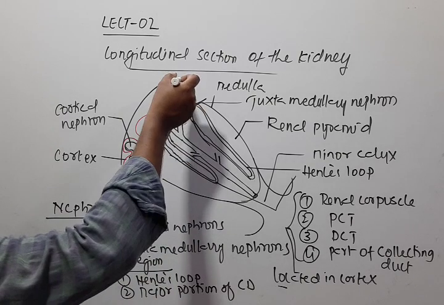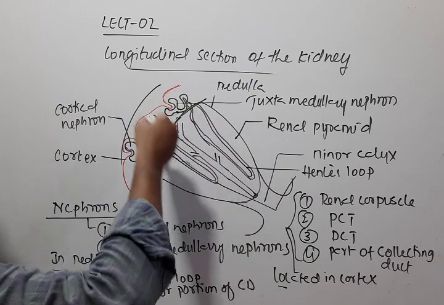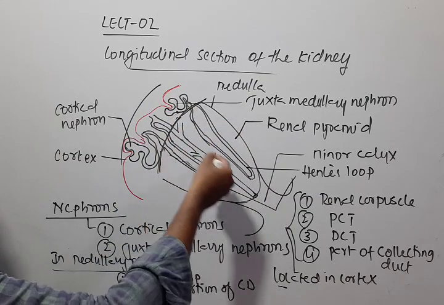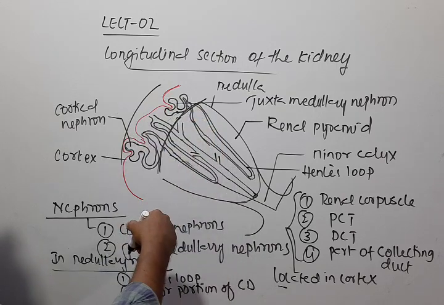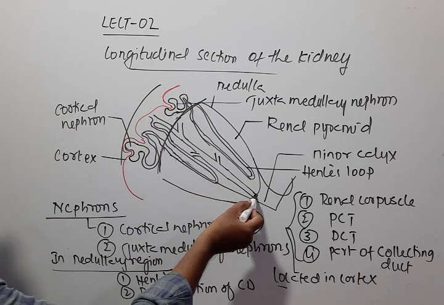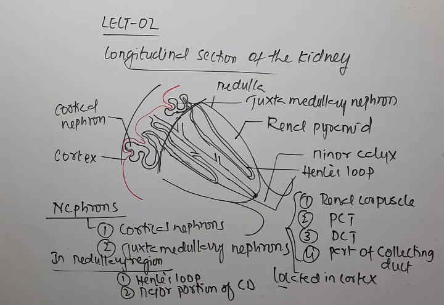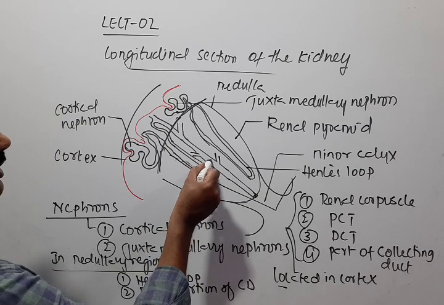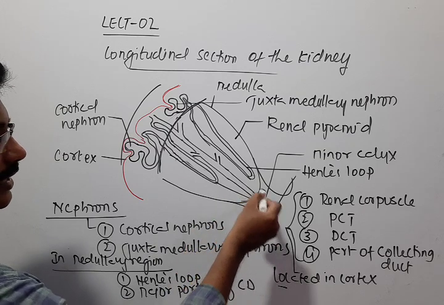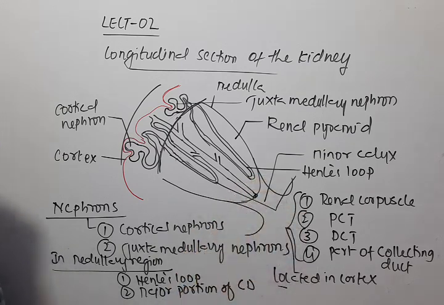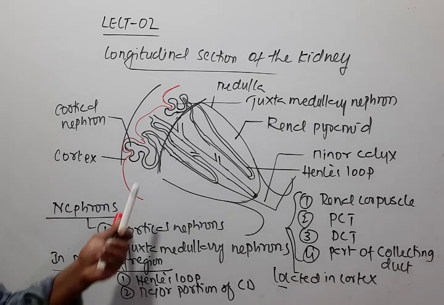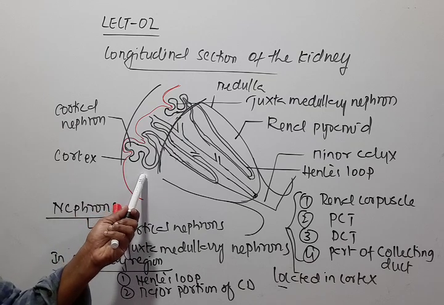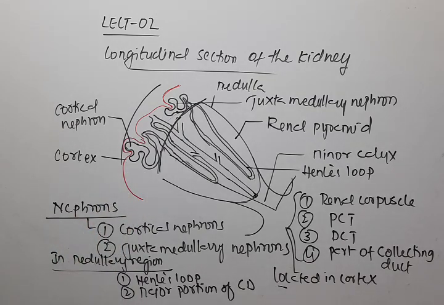So you will find many collecting ducts collecting from the DCTs of different nephrons, and they finally open at the tip of this renal pyramid. And of course what they collect is the urine, and that gets collected in the minor calyx, passes into the major calyx and then into the renal pelvis and into the ureter, and finally gets collected in the urinary bladder. Okay, so now we will see the structure of the nephron in detail.